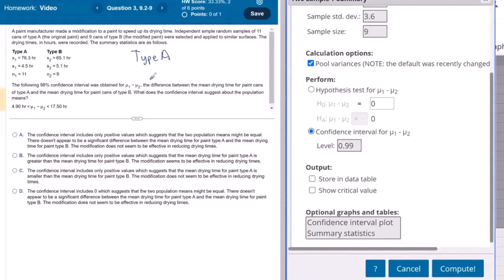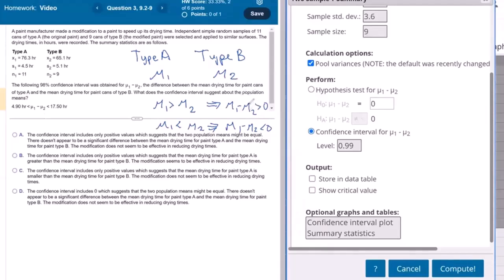Type A is mu1 and type B is mu2. Then if mu1 is greater than mu2, then mu1 minus mu2 would be greater than 0. If mu1 is less than mu2, then mu1 minus mu2 would be less than 0. I have my confidence interval, mu1 minus mu2. Everything there is greater than 0. Since it's greater than 0, paint type A takes longer to dry than paint type B.